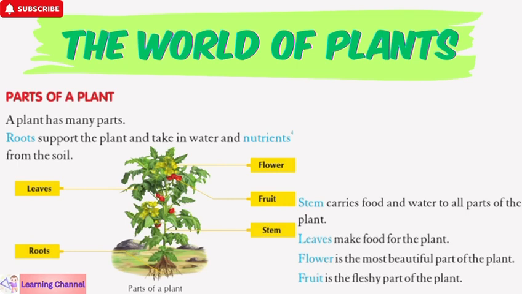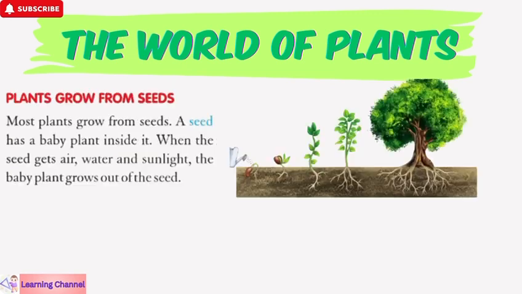Leaves make food for the plant. Flower is the most beautiful part of the plant. Fruit is the fleshy part of the plant.